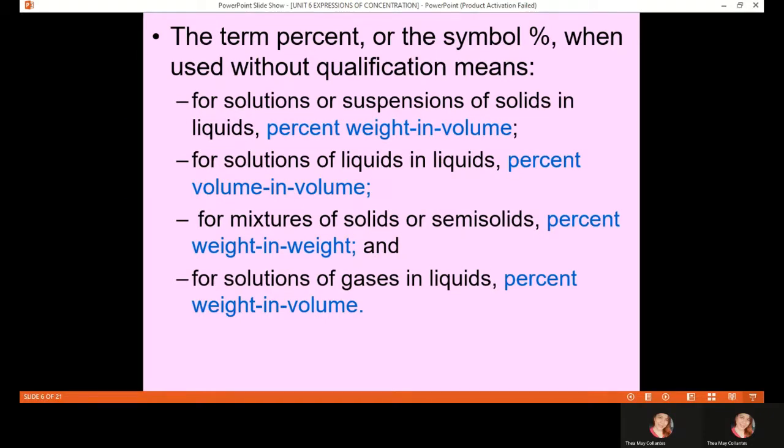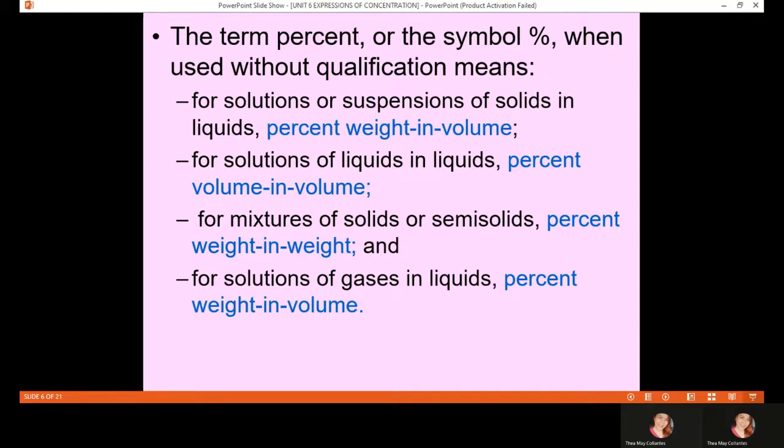We also have volume in volume, where the solute is also a liquid, and you dissolve it in a liquid solvent also. We use this one when we make emulsions, so oil in water emulsions, we could use this in.